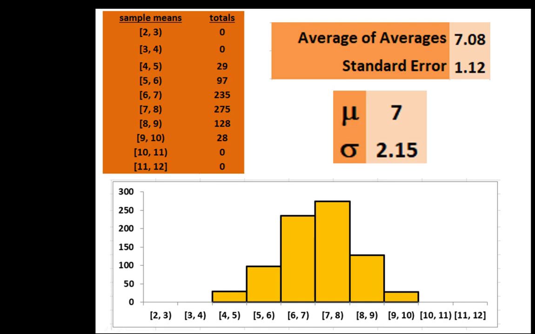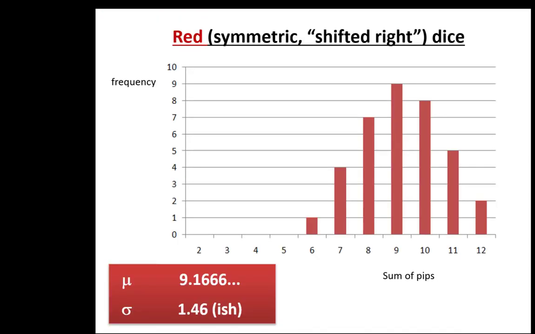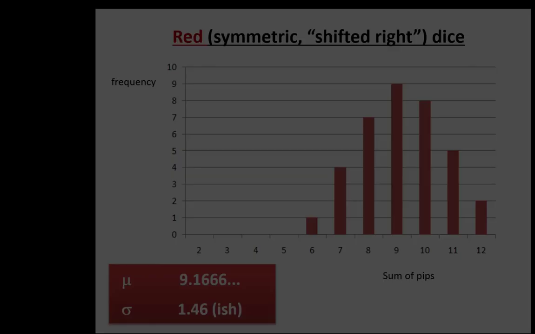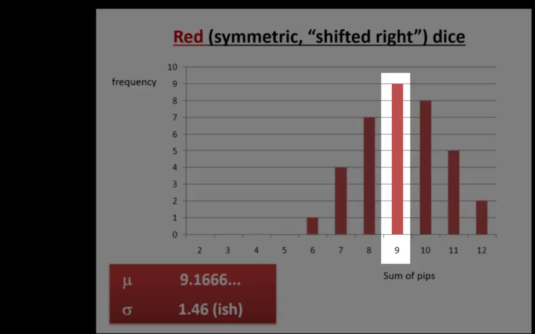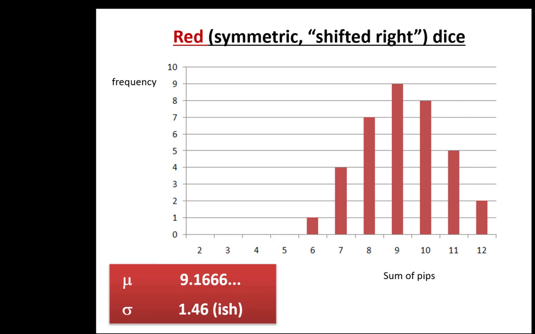Okay, one last set of dice here. If you got the red dice, these were actually symmetric in distribution. I called it shifted right because where a traditional set of dice is centered on 7, this is actually centered over on 9.2. So it's got a much higher average than normal dice. And since it's shifted right, but still maxes out at 12, it's got a pretty small standard deviation, only 1.5, about half of what normal dice would be.